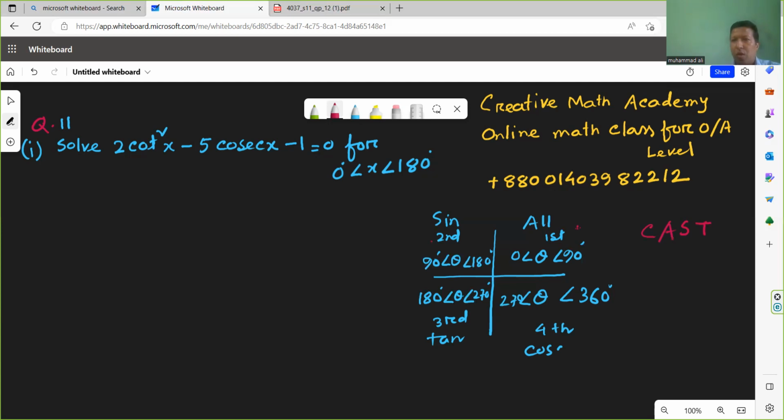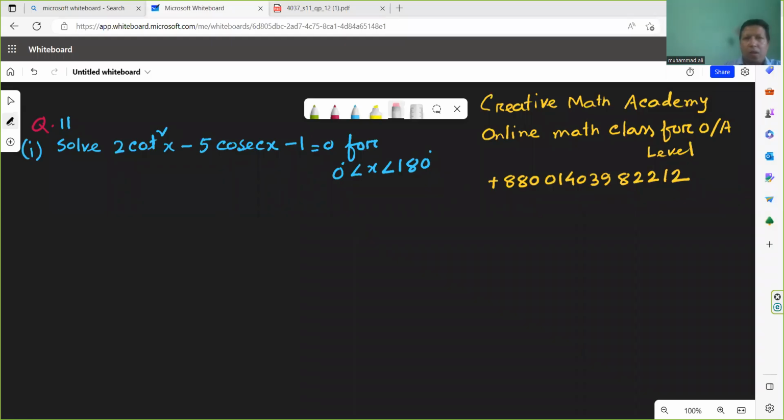We can say this is the CAST rule also. CAST rule: Cos, All, Sine, Tan. And in All, everything is positive. 0 degree to 90 degree. Sine, 90 degree to 180 degree, only sine positive. 180 to 270 degree, only tan positive. And 270 to 360 degree, only cos positive here. We have to remember this quadrant rule. Now we can write in terms of cot square theta.